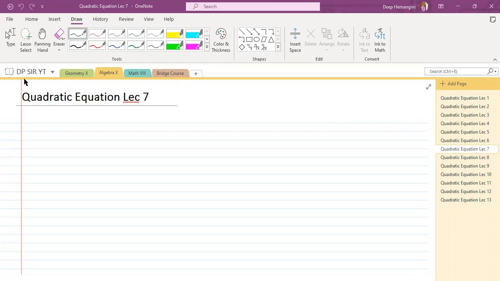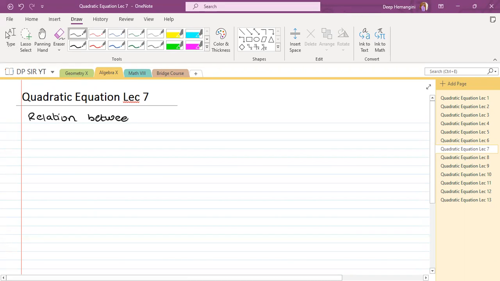I'll just switch off my video for better streaming and let's begin. I hope the tab is shared. Now you can all give the next heading as: relation between the roots of quadratic equation and coefficients.